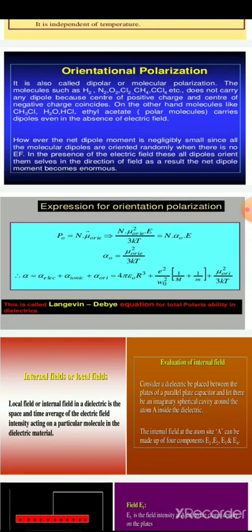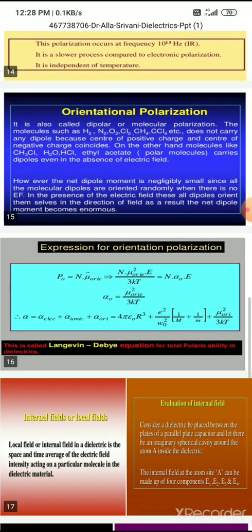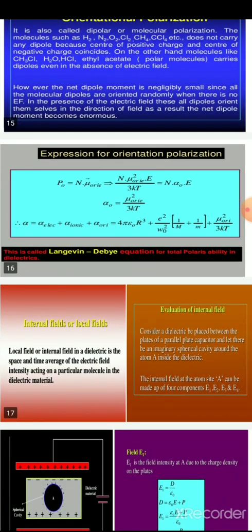Total polarization means we are combining all the polarizations: electronic, ionic and orientation. Alpha equals alpha electronic plus alpha ionic plus alpha orientation, equals 4 pi epsilon naught r cube plus e square by omega square into 1 by capital M plus 1 by small m, or e square by omega square into 1 by small m plus 1 by capital M, plus mu square orientation by 3kT. These are some of the polarizations.